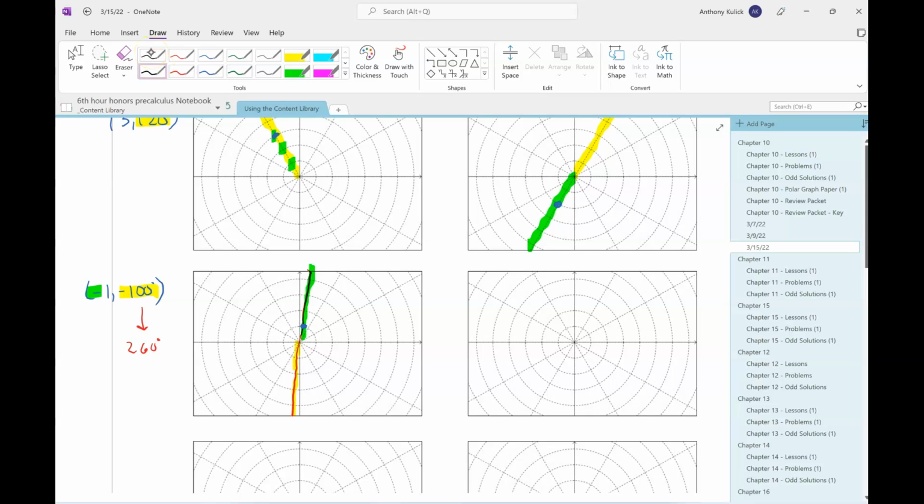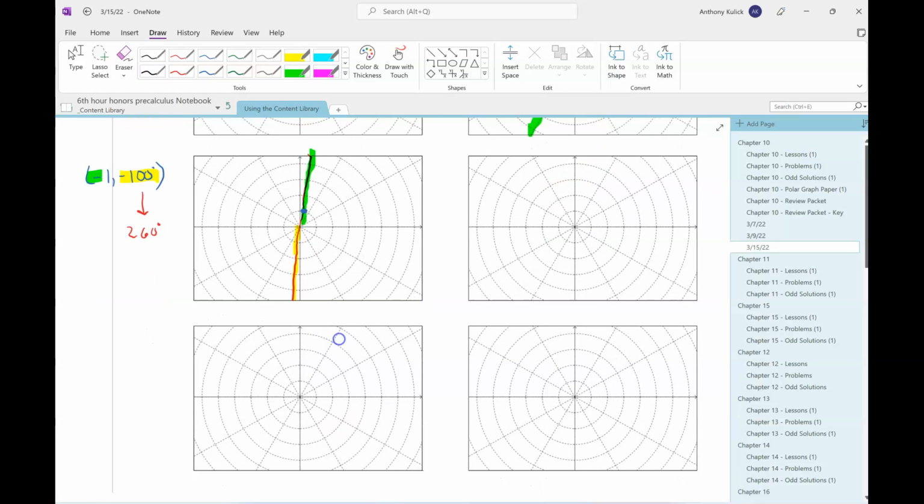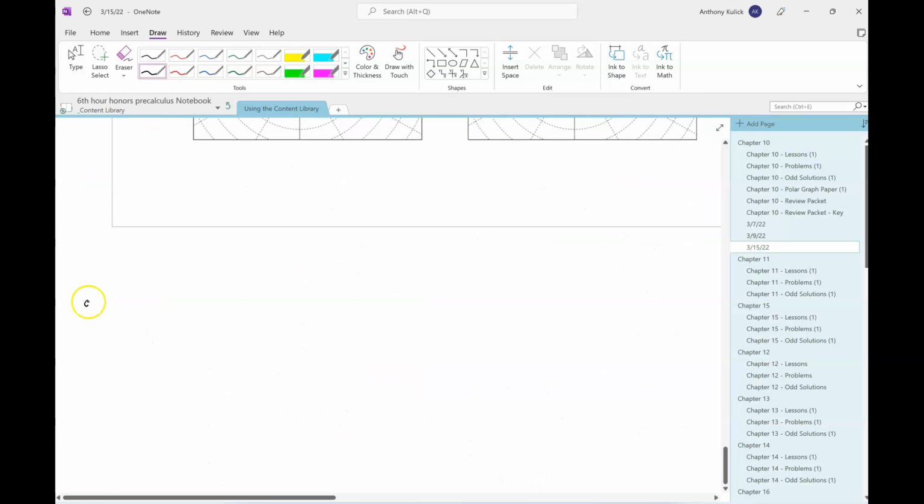Okay. So let's formalize that observation we made a moment ago about there being infinitely many ways to describe a location in the polar coordinate system. Right? So let's do that. All right.